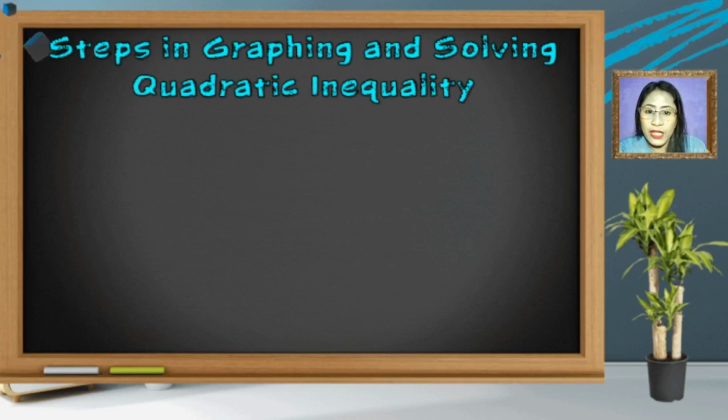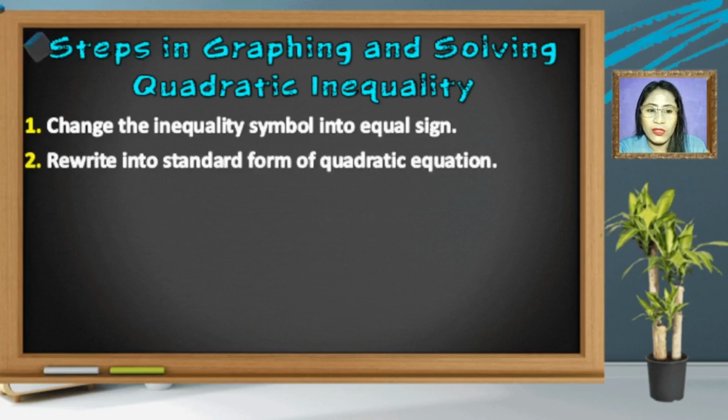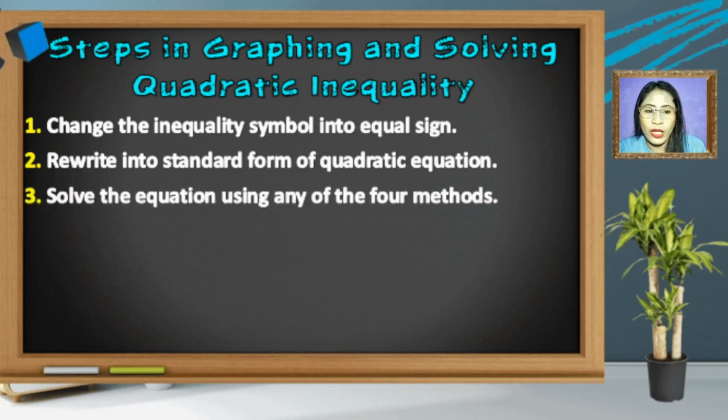So, here are our steps in graphing and solving quadratic inequality. We have to change the inequality symbol into equal sign. So, magkakaroon tayo ng quadratic equation. And then rewrite into standard form of quadratic equation if necessary. Kung hindi naka-standard form, i-rewrite natin into standard form. And solve the equation using any of the four methods.